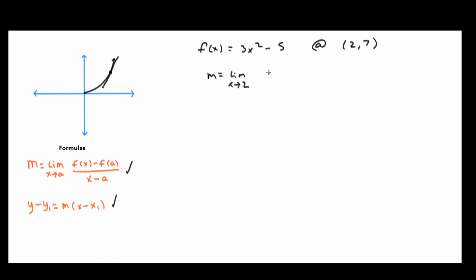First we write our function. In this case it's 3x squared minus 5. And then we subtract plugging this 2 value into our function. So 2 squared is 4, times 3 is equal to 12, and then minus 5 is equal to 7. So we subtract 7, all over x minus 2.